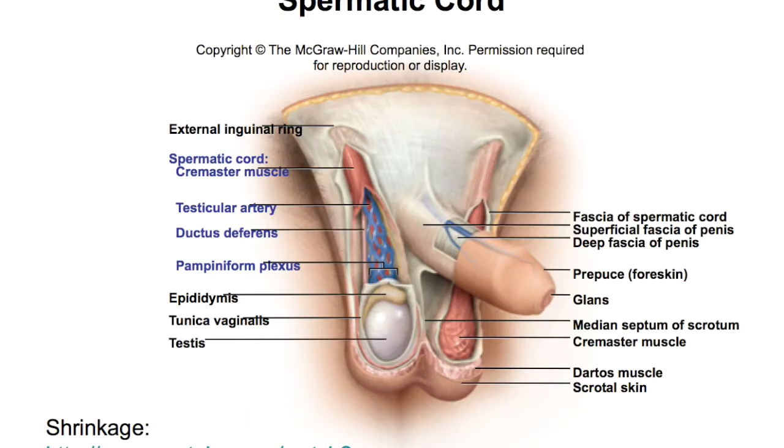So when we talk about the scrotum and the spermatocord, we're talking about this area right here, where the penis is not actually included. So it's where we're talking about the testes.